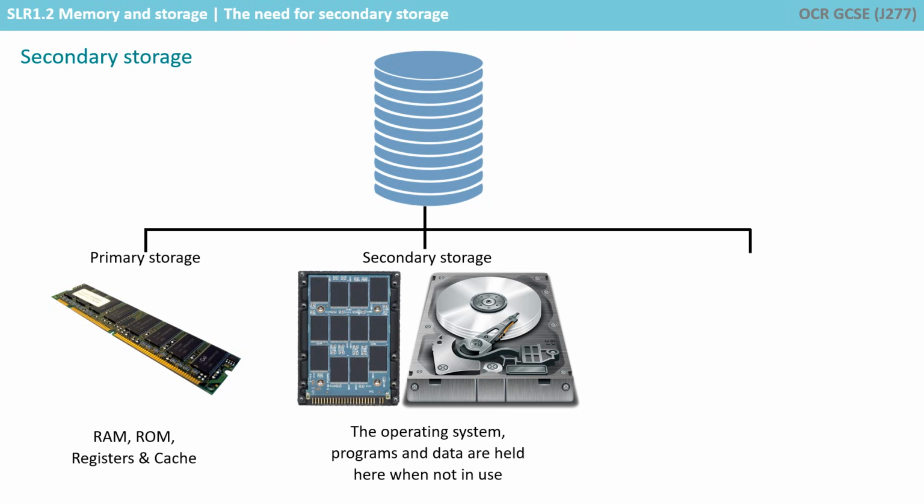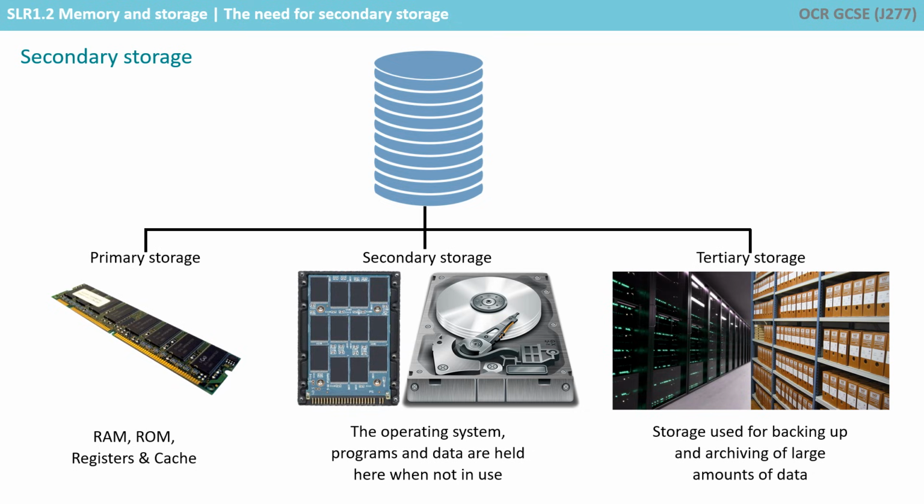Programs and data that are not in use by the processor are held on secondary storage media. This includes the hard disk drive and other drives on the computer system. Secondary storage is needed because the memory in a computer system is either ROM, which is read-only and cannot be changed, or the RAM, which is volatile and is lost when the power is switched off.